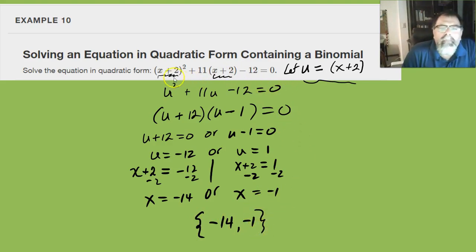And that's a much easier way to do that problem than trying to multiply this out, distribute that, combine like terms, and then attack it. You'll get the same answer doing it that way. It might take you 1 or 2 minutes longer.